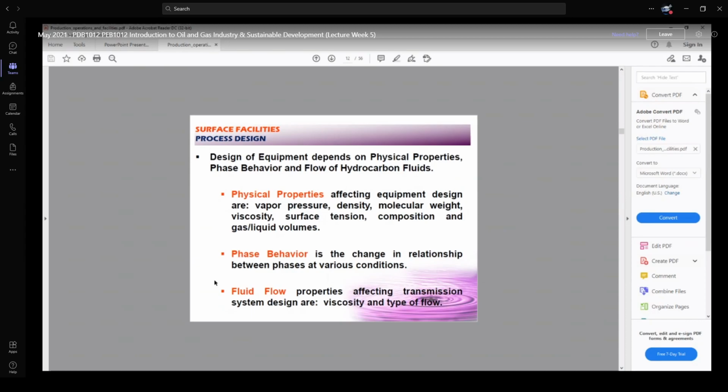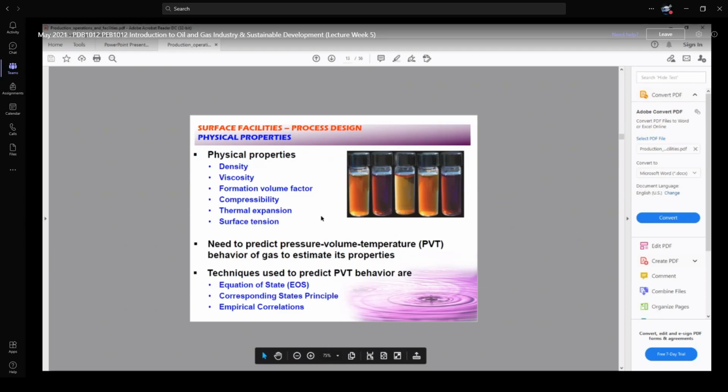And the fluid flow type. Fluid flow means the type of flow or the properties of the flow or fluid: viscosity, or you can say the flow regime of the hydrocarbon that we are producing at the surface from that facilities, right? The fluid properties means what is the density of the fluid, viscosity of the fluid, formation volume factor, compressibility, thermal expansion, and surface tension. These are the physical properties of the crude oil or fluid we are producing.